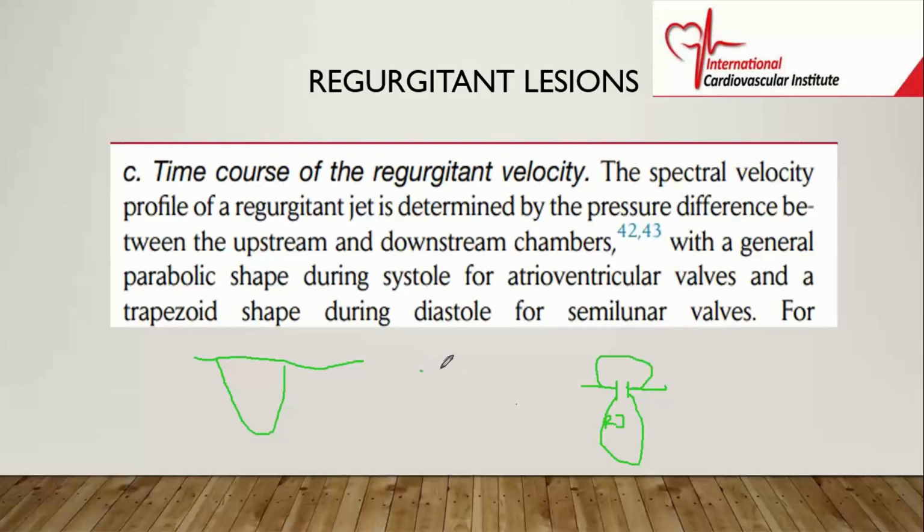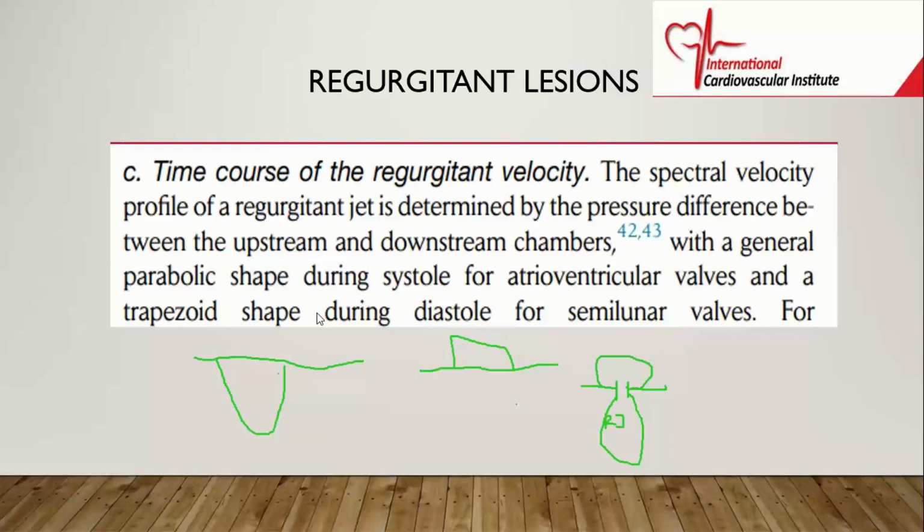But if we look at the semilunar valves, that's the aortic or the pulmonic, the regurgitant lesions are trapezoid, it looks like that. So the spectral velocity profile of a regurgitant jet is determined by the pressure difference between the upstream and the downstream chambers, with a parabolic shape, that's this, during systole for the atrioventricular valves and a trapezoid shape during diastole for the semilunar valves. And we know that, okay?